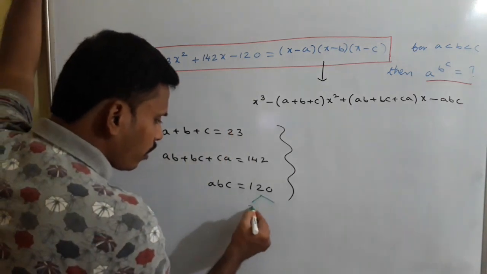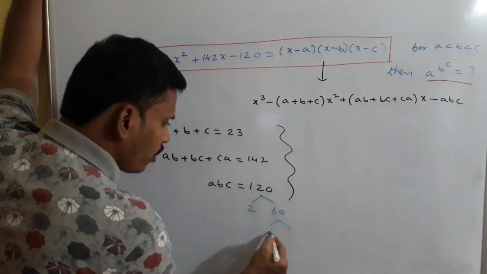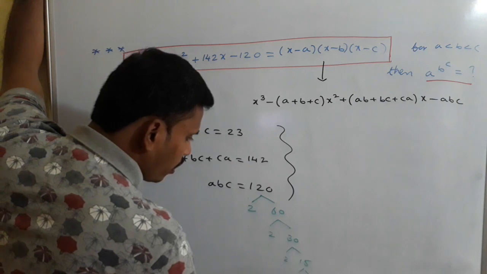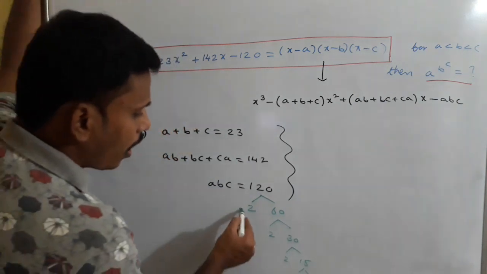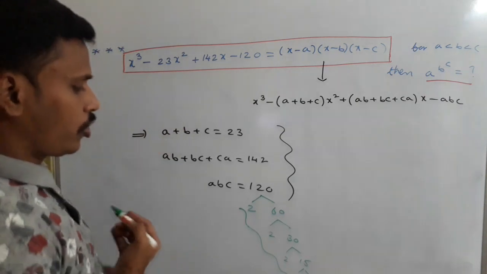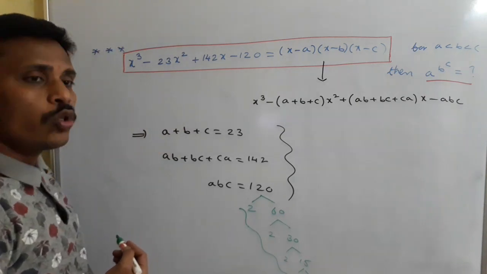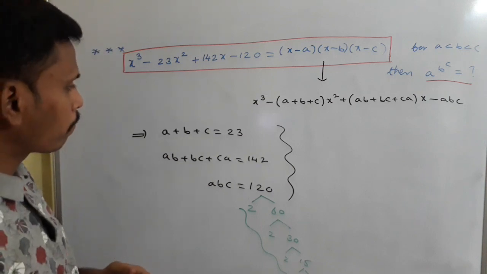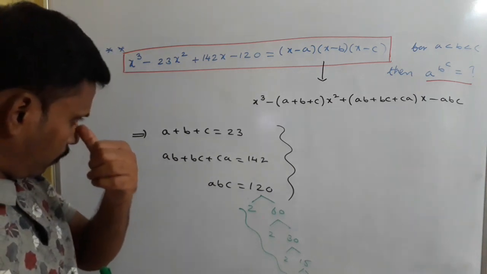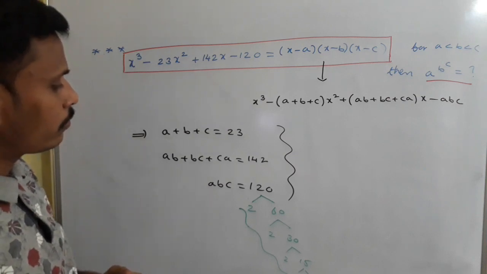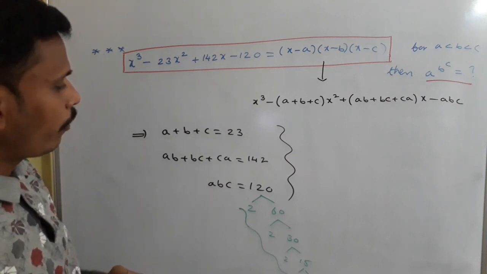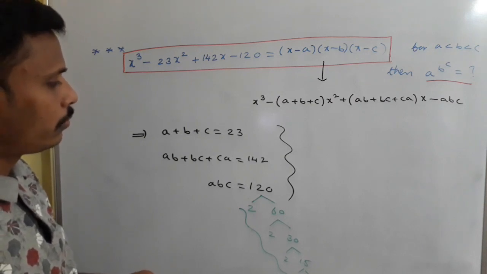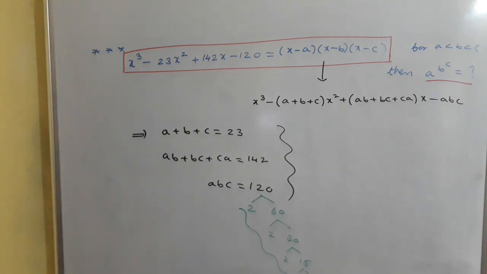So 120 is simply nothing but 2 into 60, and this 60 is nothing but 2 into 30, 30 is 2 into 15, and 15 is 3 into 5. In view of these factors I will search three numbers whose summation is 23. 15, 8 is 120, maybe. Just try to find a, b, c.